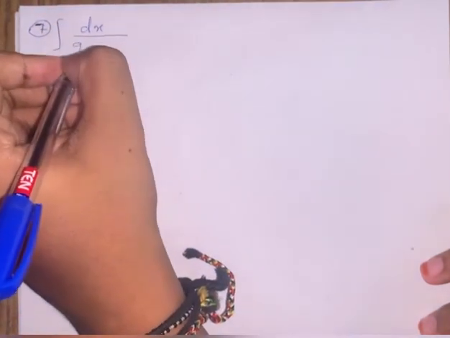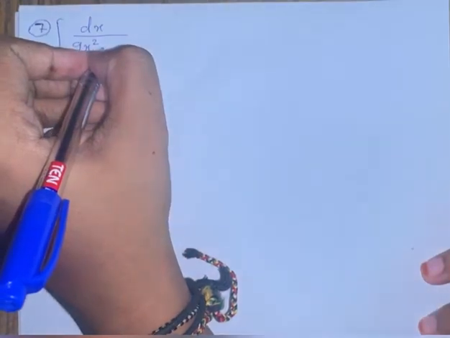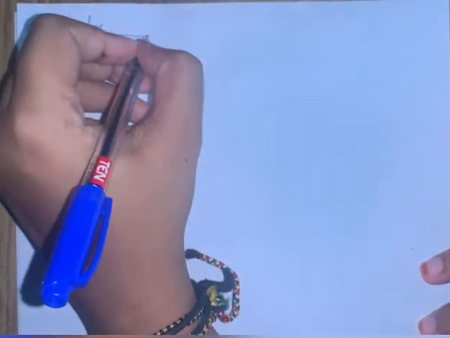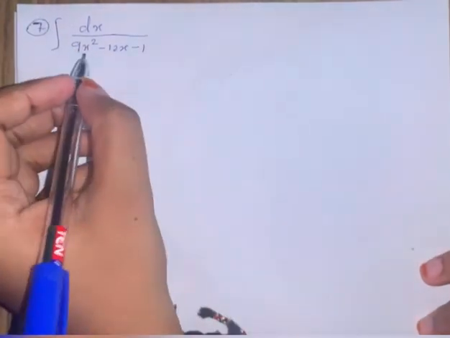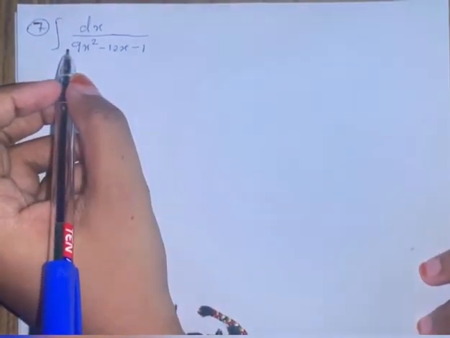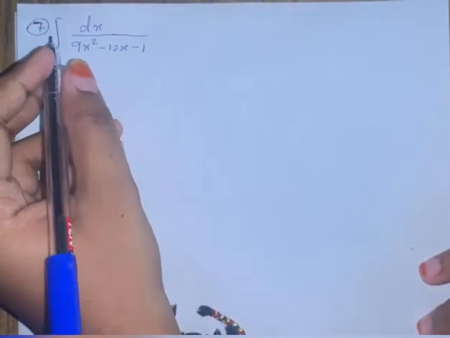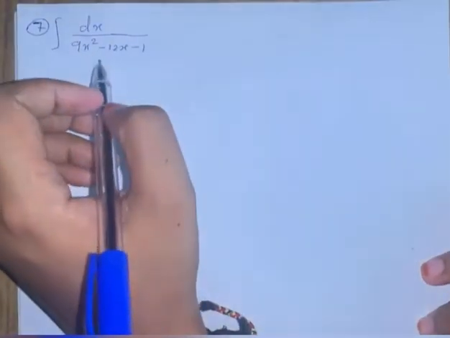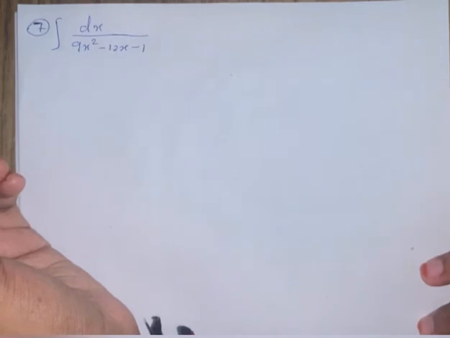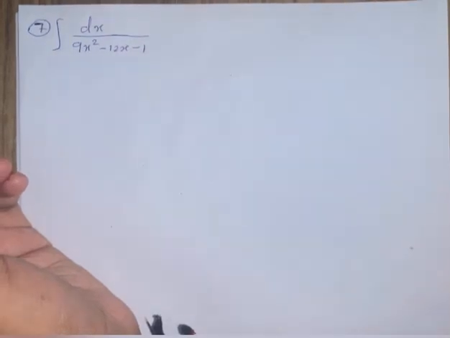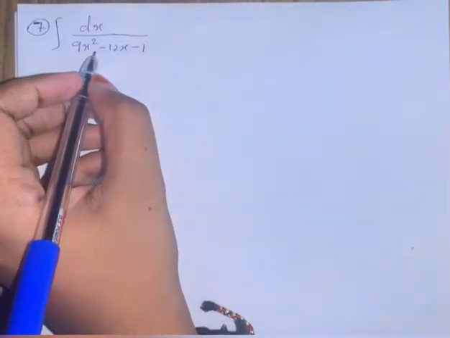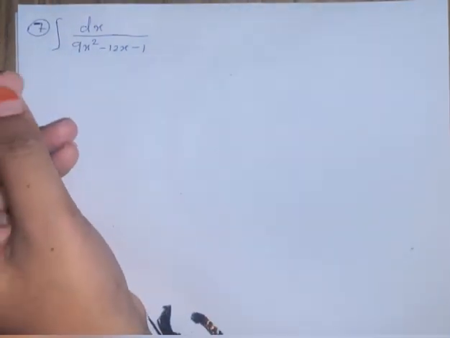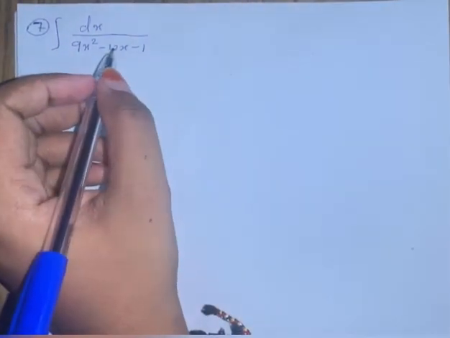Dx over 9x squared minus 12x minus 1. So here first we have to factorize the denominator. So how to do that? Okay, so we can see it will not be in our usual method. We have to use some of the mathematics things we have studied earlier.